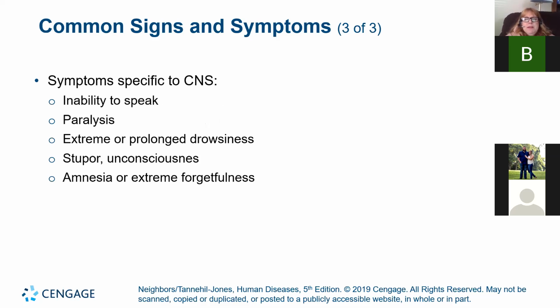Some more that are specific to the central nervous system: the inability to speak correctly. Again, I don't know why I put paralysis on there a second time. Extreme or prolonged drowsiness where you just can't shake the fog. And I'm not talking about just going on a couple hours of sleep. It's just a mental fog you can't shake. Stupor, where people just don't seem right or they can't wake up. Amnesia or extreme forgetfulness. These are all problems that something is going wrong in our brain.